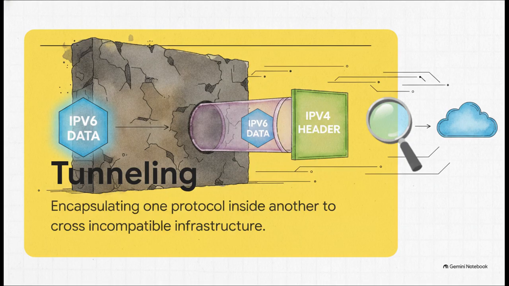You're taking a perfectly intact IPv6 packet and wrapping it up inside an IPv4 header so it can hitch a ride across your legacy infrastructure. It's literally like putting a fully sealed letter into a larger envelope to mail it across the country.